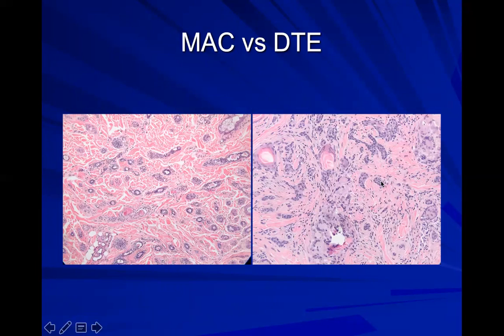And you can see why sometimes if somebody shaves a desmoplastic trichoepithelioma, you might worry that this is on the differential, okay? But this is a much more fibrotic stroma, and this one doesn't have any ductal differentiation.